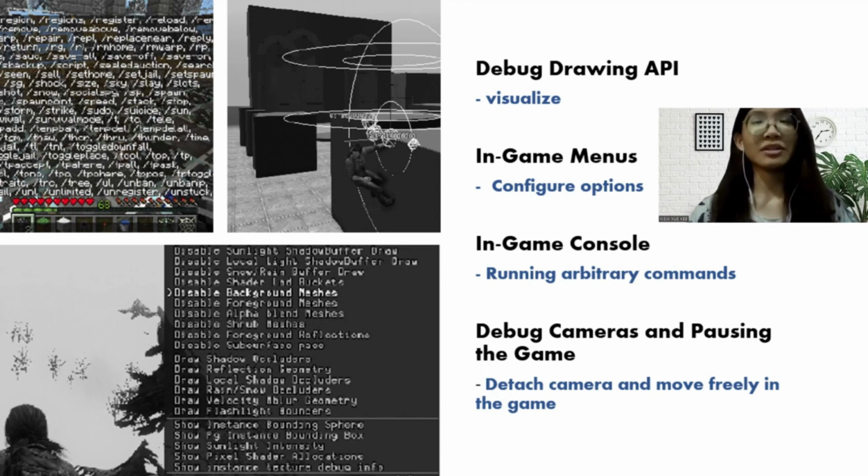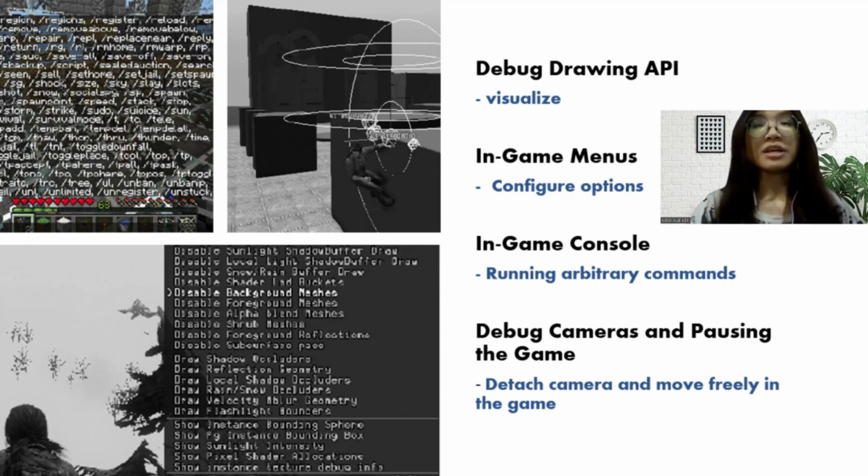Next, we also need other crucial features to accompany the in-game menu or console system. The first one is the ability to detach the camera from the player character and fly around the game, and the second one is the ability to pause and unpause the game. Here are some example pictures for the debug drawing API, in-game menus, and in-game console.